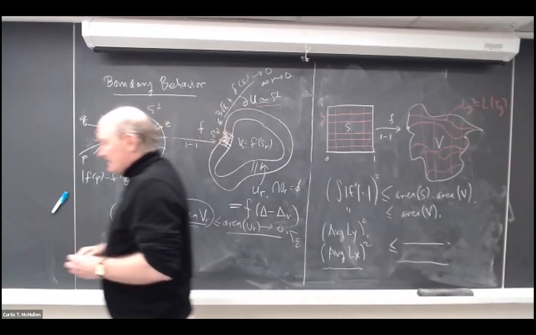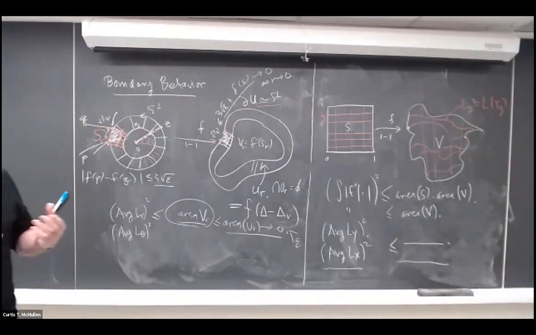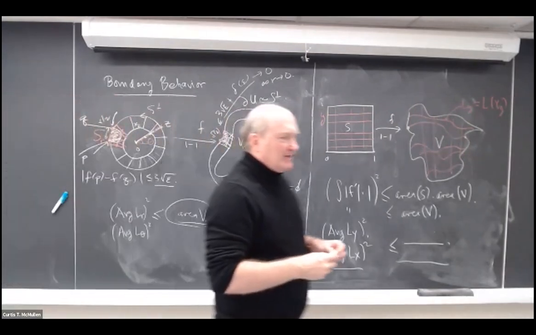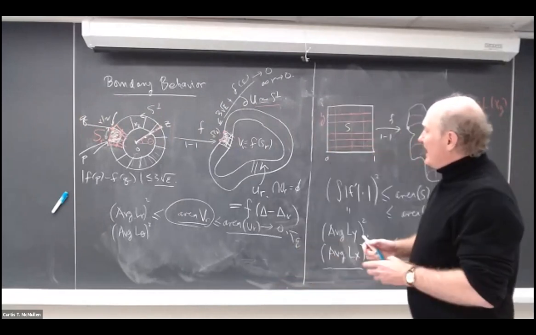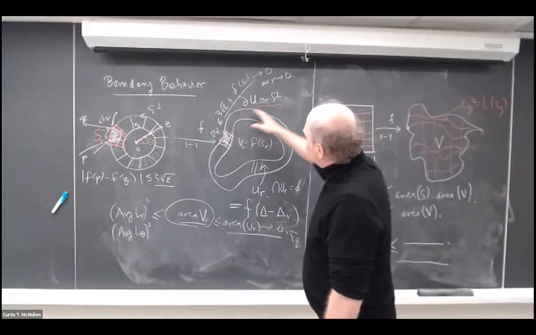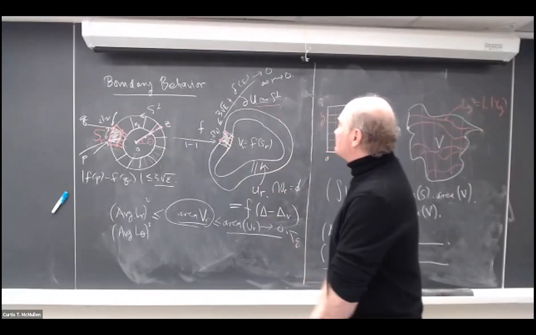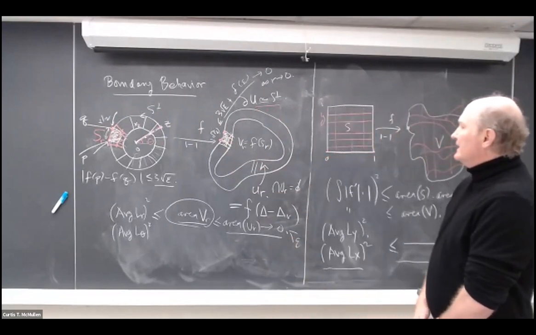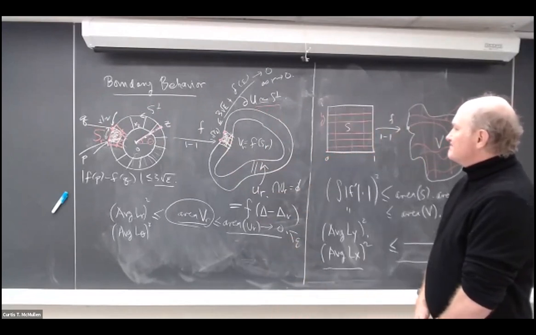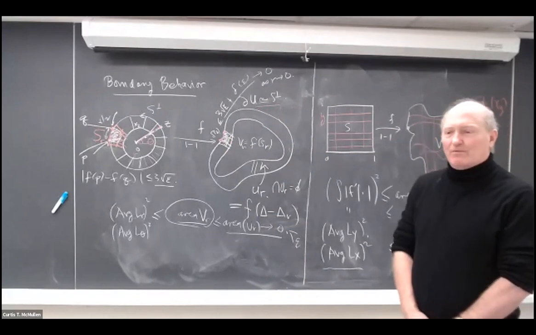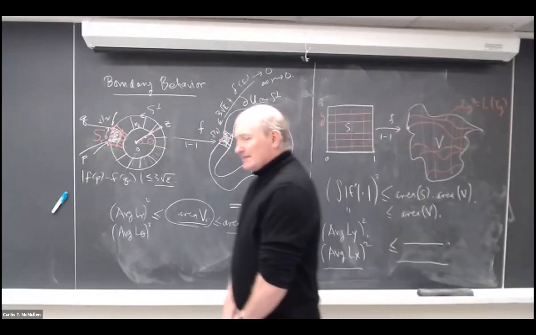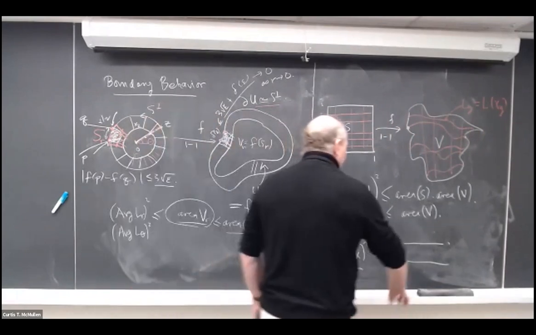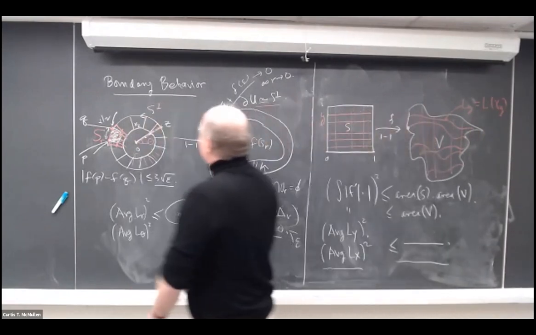Okay, so that's the sketch of the proof, that at least when the image is a Jordan curve, the Jordan domain, the mapping F has a continuous extension to the boundary. Okay, now why is it one-to-one? That's still something we have to prove. So let's clean up the picture.